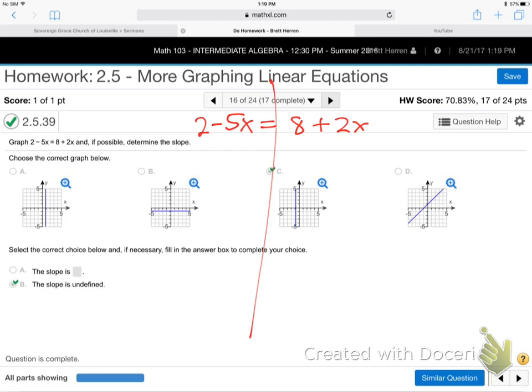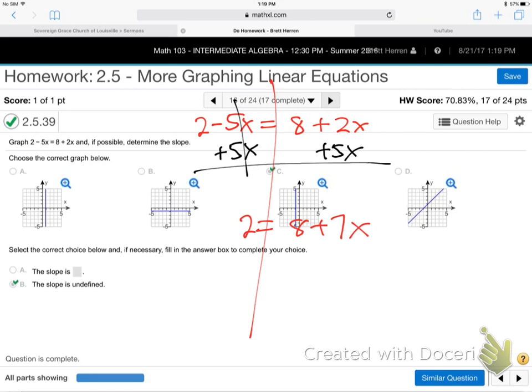So I'll do the opposite of negative 5x. What's the opposite of negative 5x? Add 5x. And then whatever you do to one side, you have no choice but to do the same thing to the other. You got to keep the balance, right? So this is gone. Is that good? And so we get 2 equals 8 plus 7x.